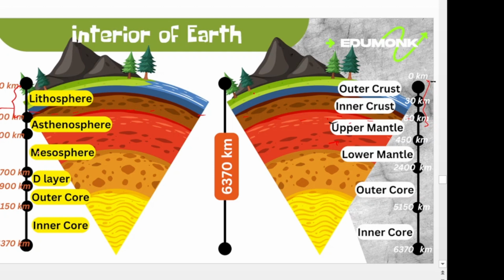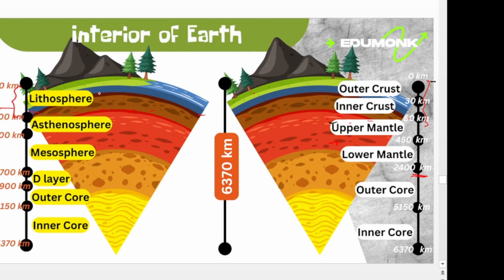Then 400 to 2,700 kilometers, there is the mesosphere. Here it's part of the upper mantle, lower mantle and outer core. Then you can see the D layer structure, then outer core and inner core. While considering the mechanical layer, you have to understand the condition, whether it is a solid, liquid or gaseous state inside the Earth.